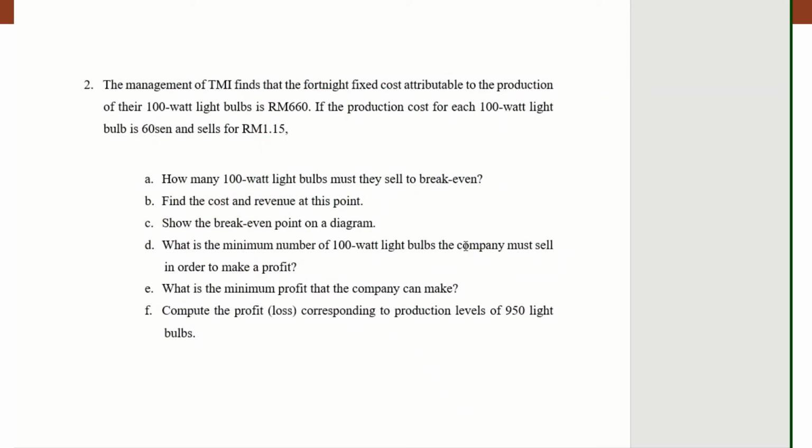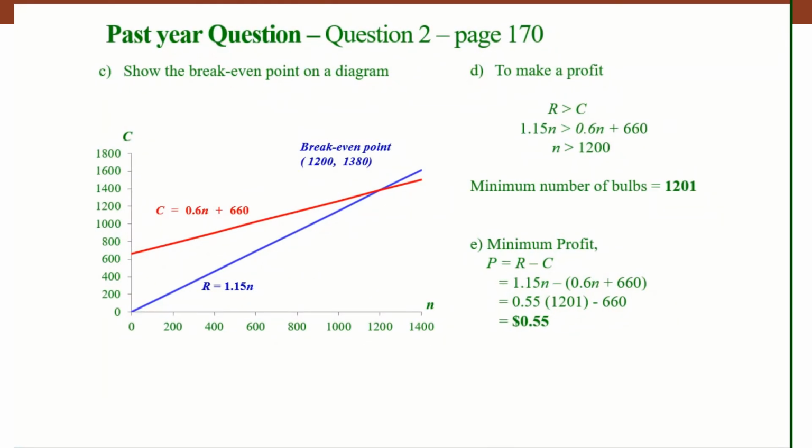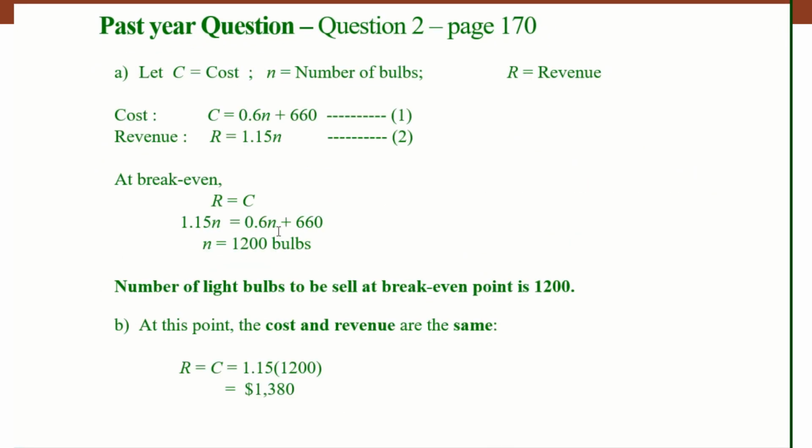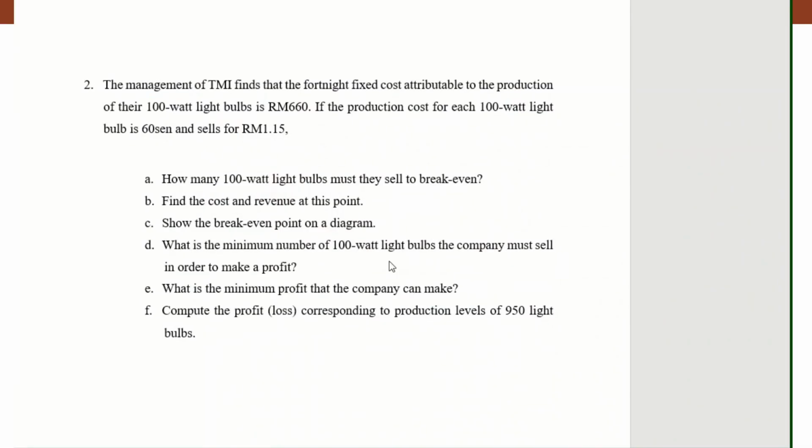What is the minimum number they must sell in order to make a profit? So what did I tell you? 1,200 is your break-even point, right? The minimum number to make a profit is 1,201. The minimum number to make a profit is always 1 plus your break-even number. No need to do working. 1 plus break-even.